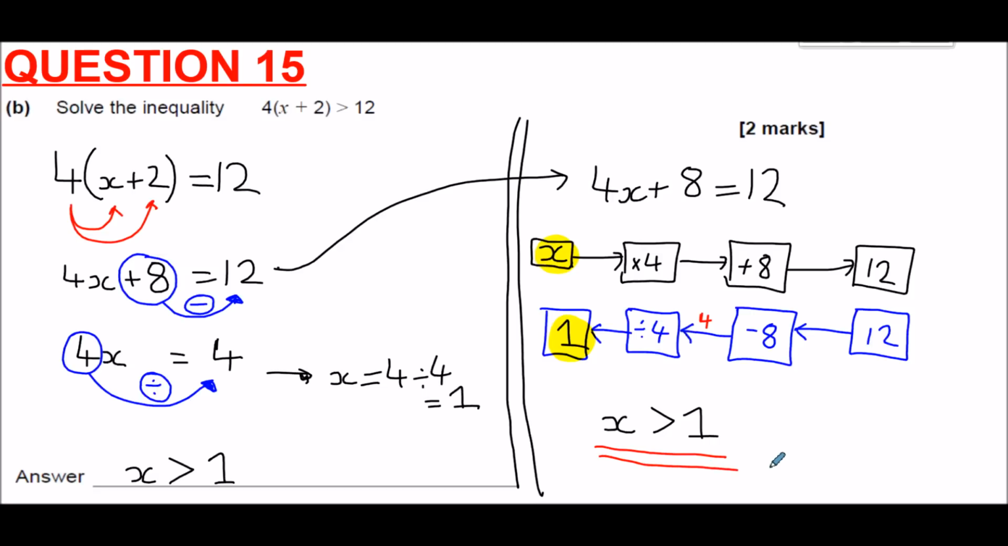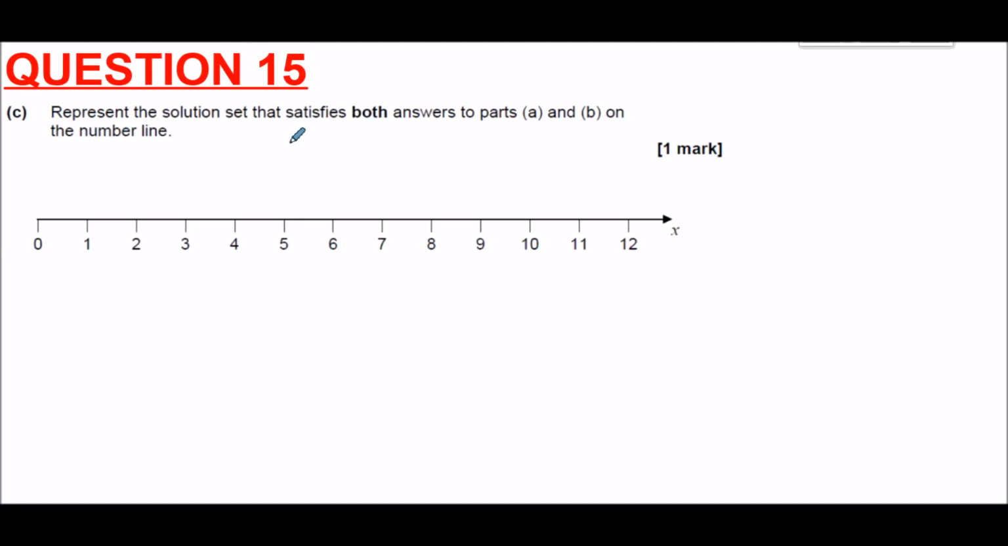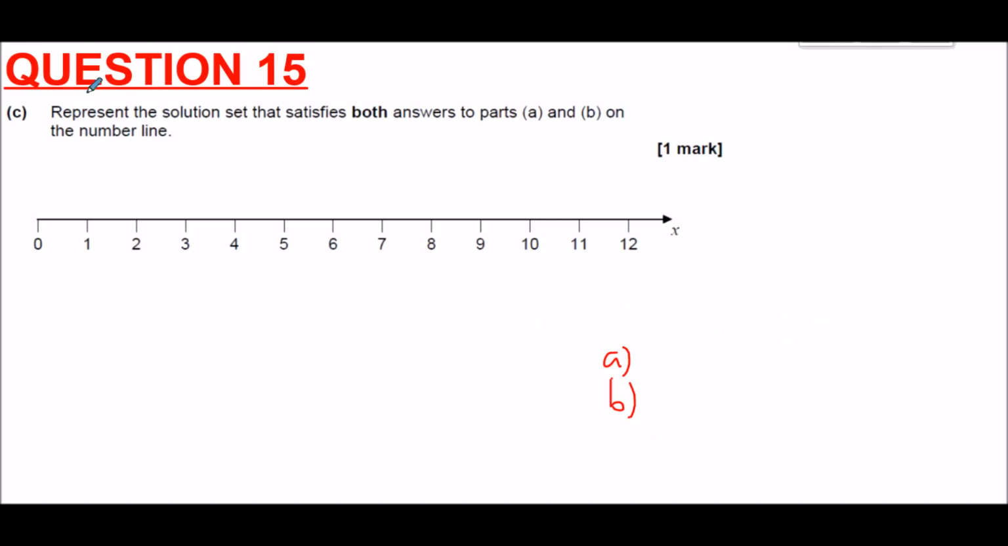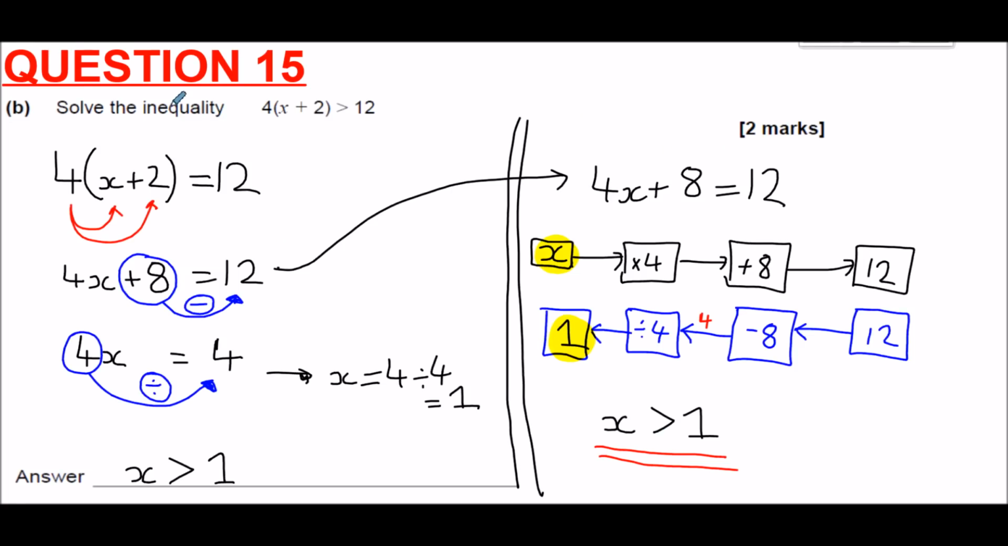Part C, we need to put these two bits together. Part C, it says represent the solution set that satisfies both answers to Part A and Part B. So let's remind ourselves what we had for Part A and Part B. So let's just go back and have a look. Part A, we had x was less than or equal to 6. And for Part B, we just did, we have x is greater than 1.